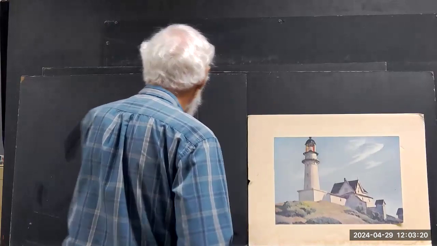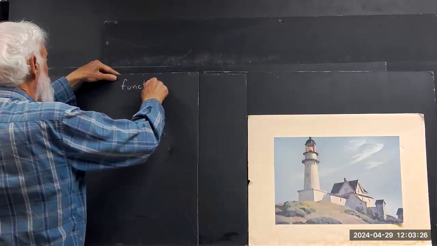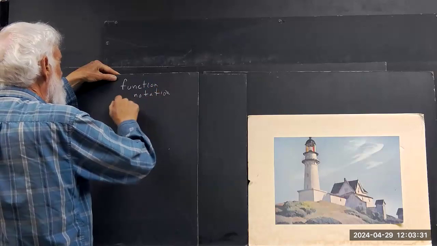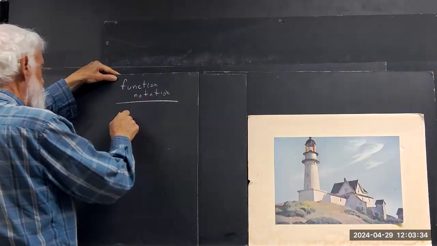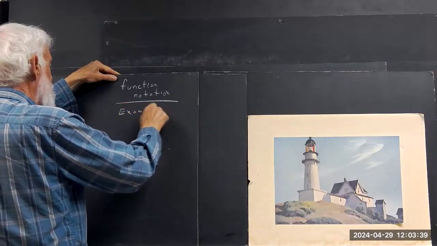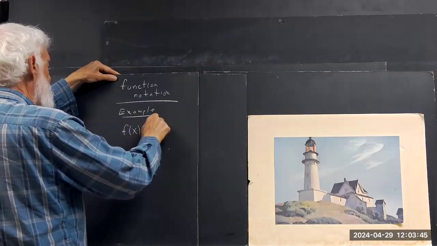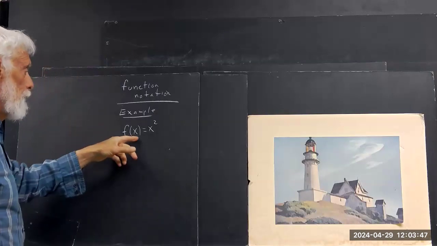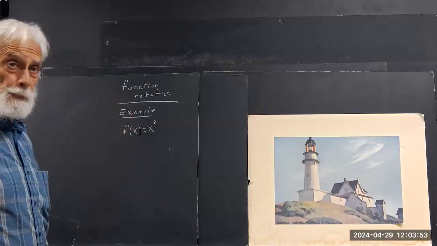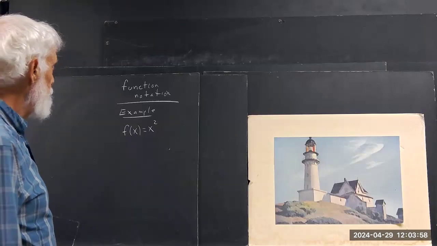Okay, just a little bit of function notation, with an example. Let's say f of x equals x squared. Now, this looks like I'm multiplying f by x, but that's not what I'm doing. Okay? This is a definition of the function f.